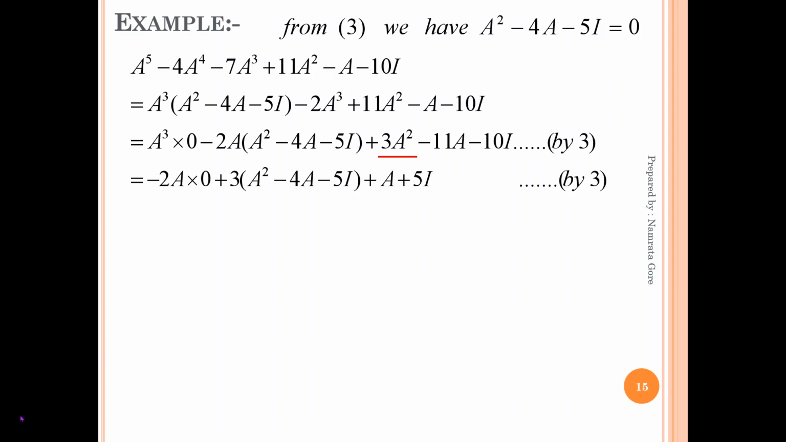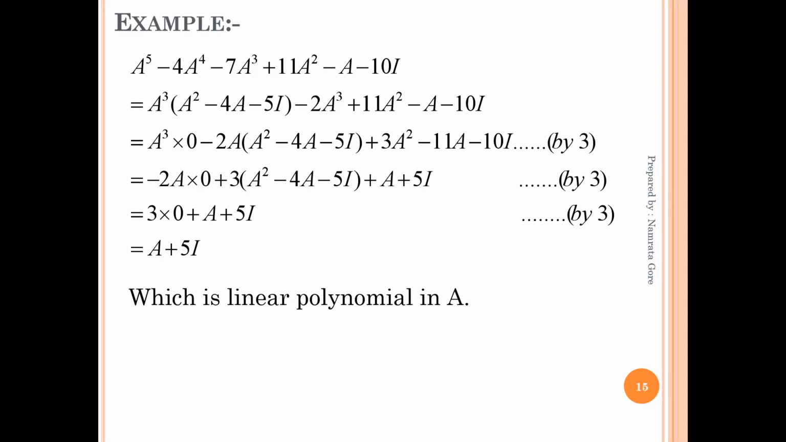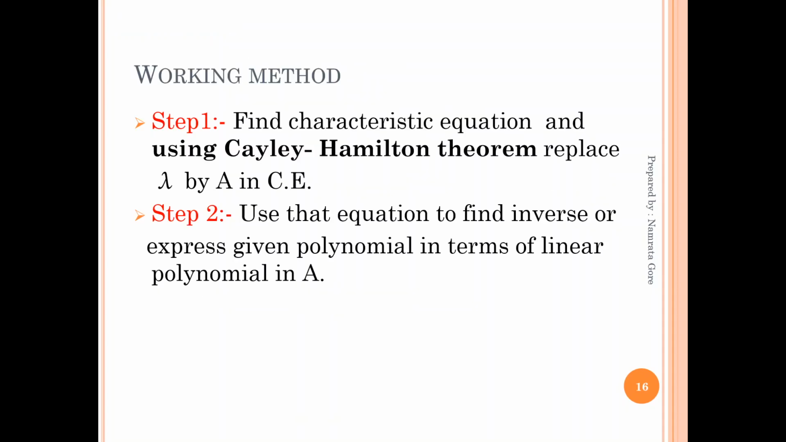So these are all adjustments to be done, so that we bring in the bracket the left hand side of the characteristic equation, so that the given expression can be reduced into a linear form. So here what we are left with is A plus 5I, and this is a linear polynomial in A. So this is what was expected, to express the given polynomial in the linear form.